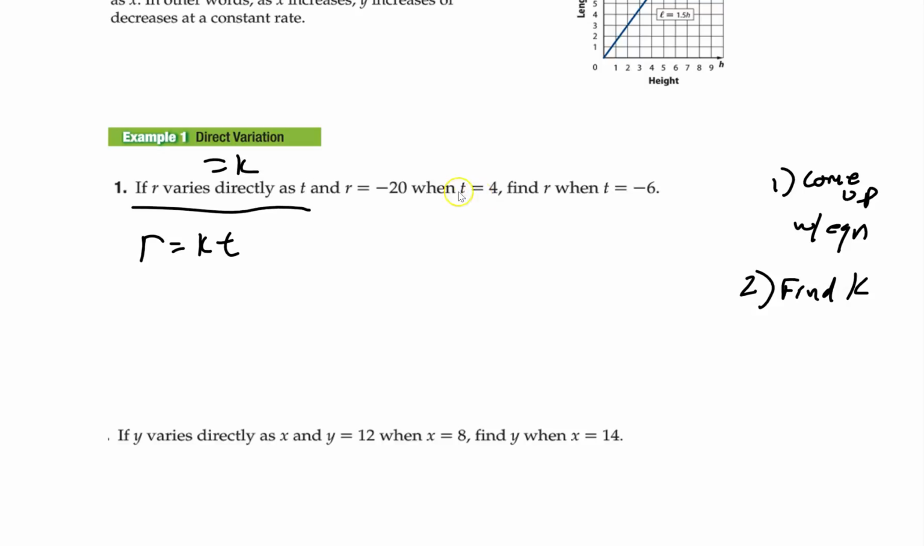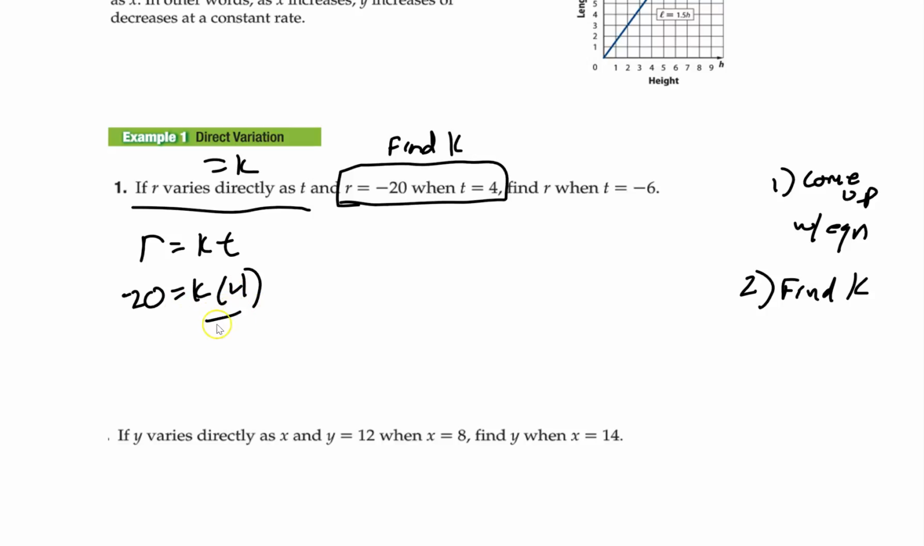Now look, they give you 2 things here. They say when R equals -20, t is 4. So we're going to use this right here to find k. So I can plug it in. R is -20. t is 4. Let's find k. So divide by 4. k equals -5.